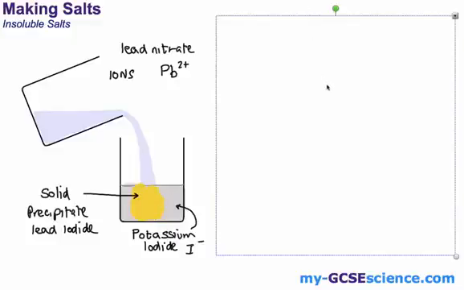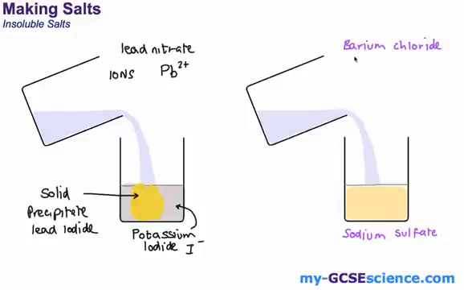Another example we could look at is reacting barium chloride and sodium sulfate, and in that reaction we would get a precipitate again, a solid substance formed, and the two ions that are reacting would be the barium ions from the barium chloride and the sulfate ions from the sodium sulfate, and you'd end up with barium sulfate as your precipitate. Okay, so that's a couple of examples of how you can make insoluble salts.